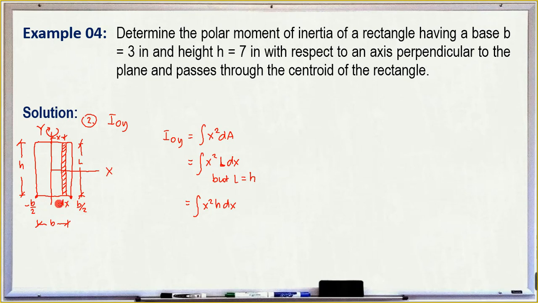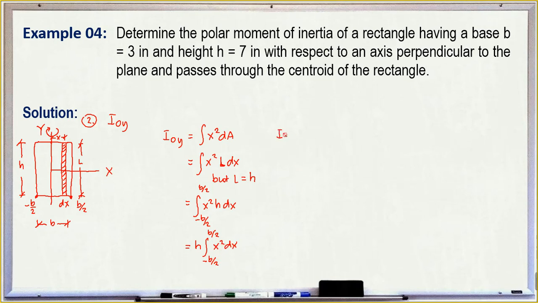Again, our differential coefficient is along x, from negative b over 2 to positive b over 2. Now, h inside is constant, so we factor it out. We have h integral x squared dx from negative b over 2 to b over 2. There is no problem with that variable because it is uniform.